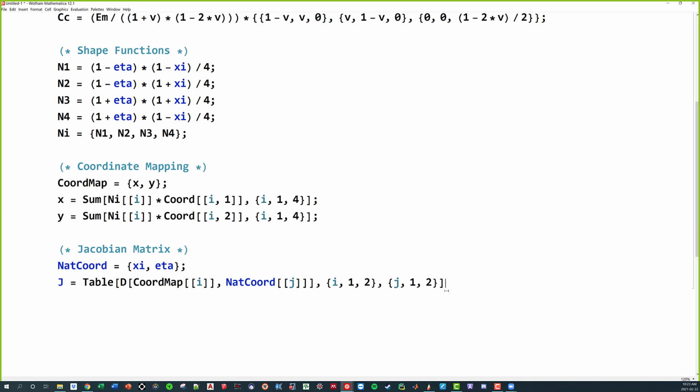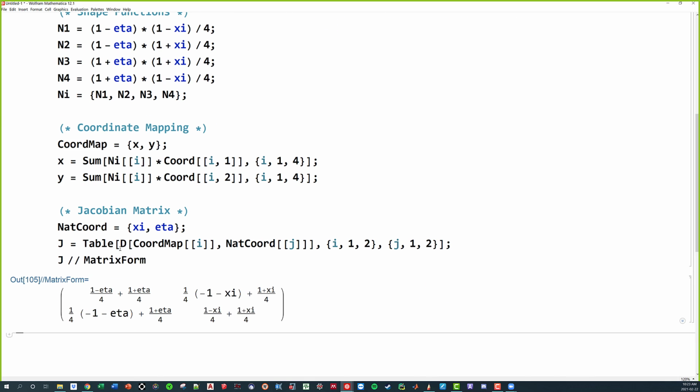Let's run j and see what j looks like. So I'm going to suppress that, and we're going to run j and throw it into matrix form to see what it looks like. Oh, it's all a function of eta.